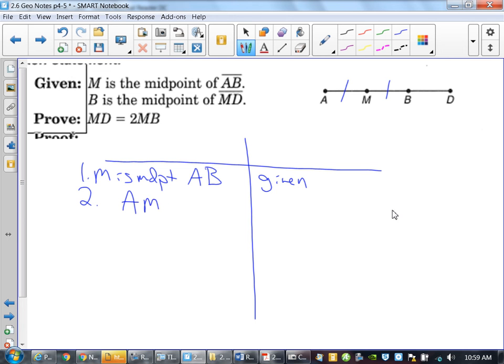Alright. AM is MB. The reason that I can say that is because we just used the definition of midpoint.